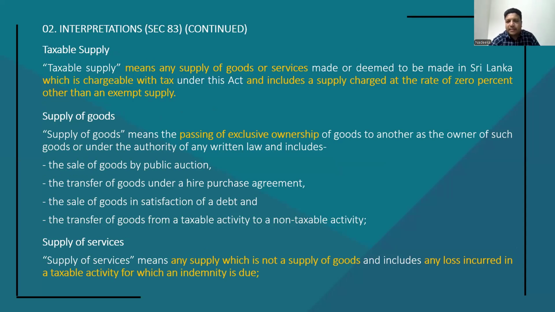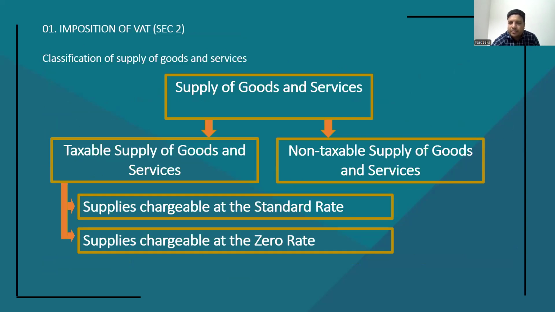Now look at the meaning of taxable supply. VAT is charged on taxable supply of goods or services as per section 2A. What's the meaning of taxable supply? Taxable supply means any supply of goods or services made or deemed to be made in Sri Lanka, which is chargeable with tax under this Act, and includes a supply charged at the 0% other than an exempt supply. So this is basically what we discuss here. Taxable supplies of goods and services are supplies that are chargeable at the standard rate, including supplies chargeable at the 0 rate, but excluding non-taxable supplies, so exempt supplies.